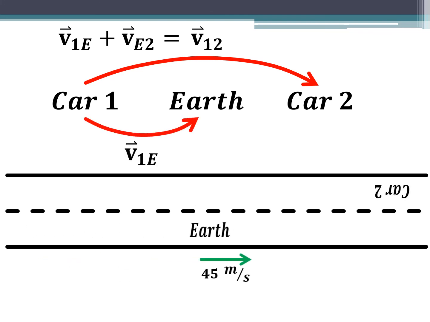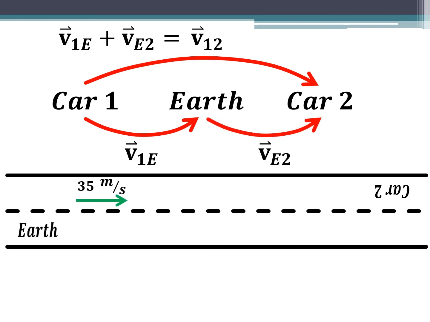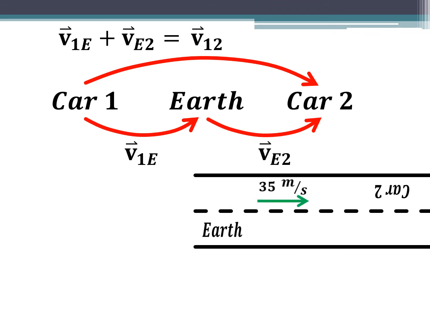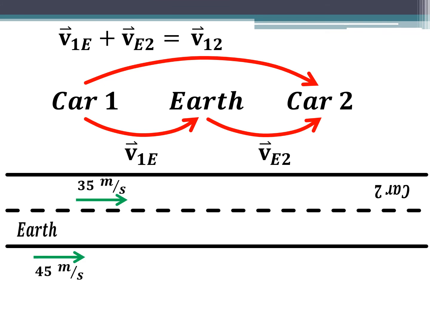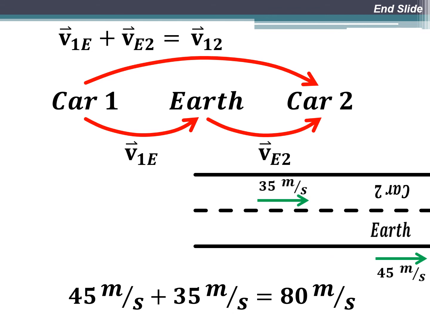So let's look at this example. We have the velocity of car 1 relative to the Earth of 45 meters per second. Now looking at it again, 35 meters per second of the Earth relative to the car. So notice I switched the direction of the 35 meters per second for the Earth moving relative to car 2. Now if you notice, car 2 is actually moving that way, but the Earth looks like it's moving the opposite direction as it's passing by. So the two velocities together, the 45 meters per second and the 35 meters per second, will add together to give a total of 80 meters per second. So the velocity of car 1 relative to car 2 is 80 meters per second.